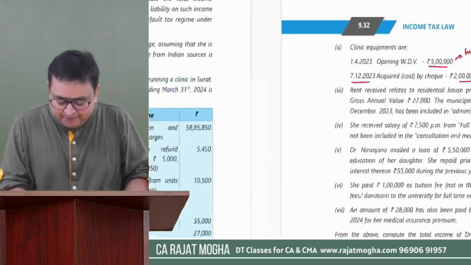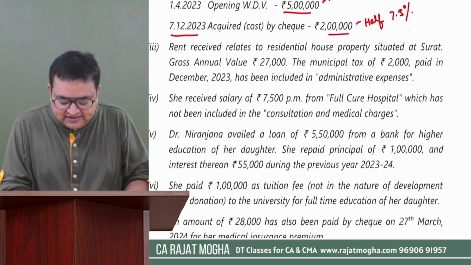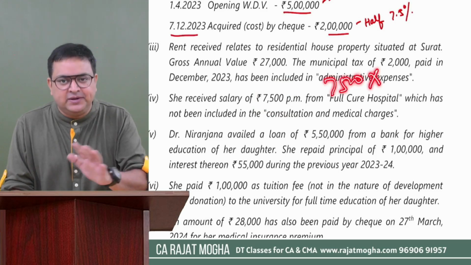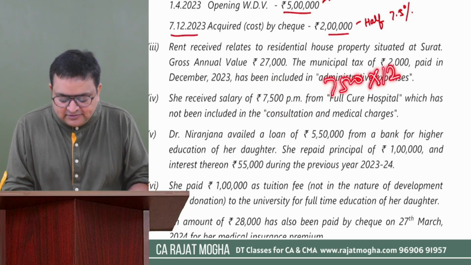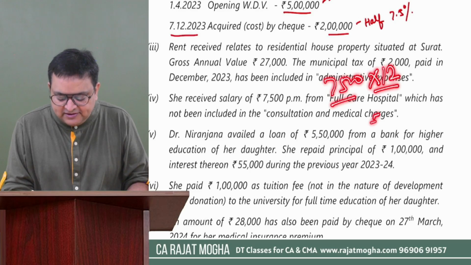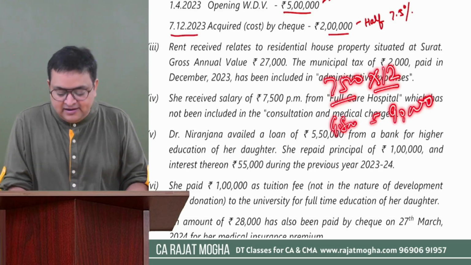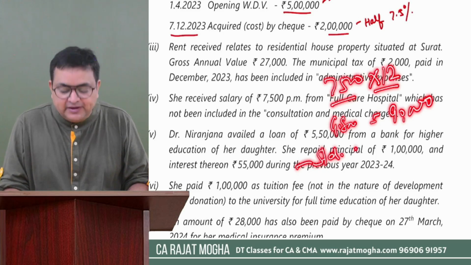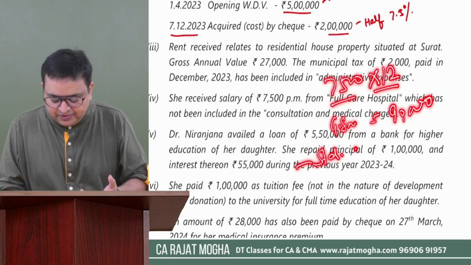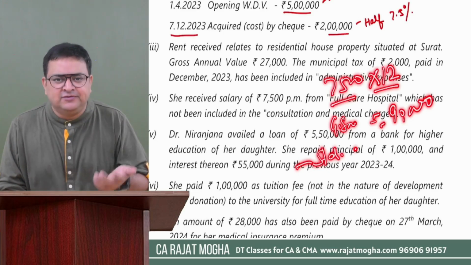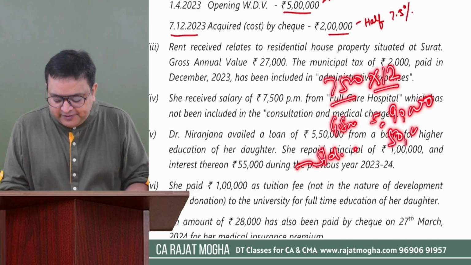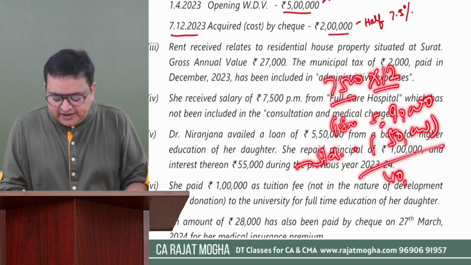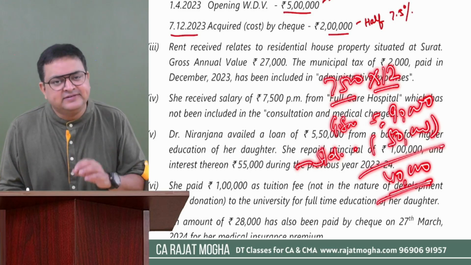Very nice. But you have to consider this as your salary income, 7,500 per month. And I'm presuming that she has worked for the entire 12 months. So 7,500 into 12, how much is it? 90,000 rupees, right? So 90,000 will become gross salary. And you will also give standard deduction under section 16. How much would it be? 90,000 or 50,000, whichever is lower, 50,000 rupees. This would be the standard deduction. Then 40,000 will become her salary income.